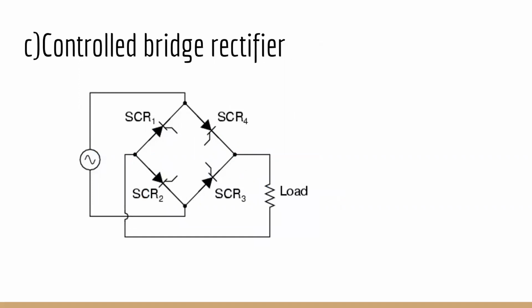Controlled bridge rectifier. In this type of AC to DC converter, or we can say rectifier, instead of uncontrolled diodes, controlled solid state devices like SCRs, MOSFETs, IGBTs, etc. are used to vary the output power at different voltages. By triggering these devices at various instants, the output power at the load is appropriately changed. The next slide will be explained by Grishma.